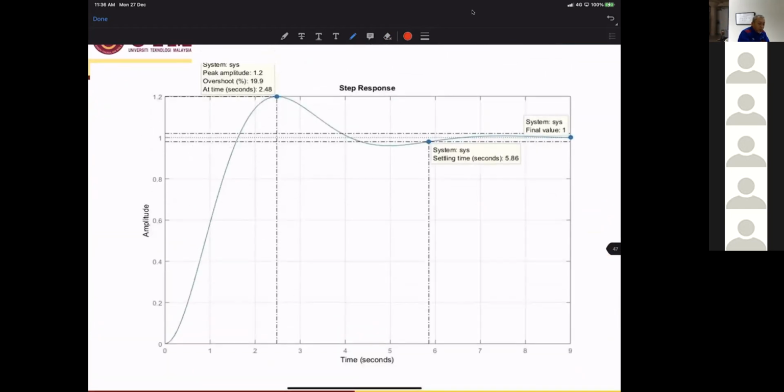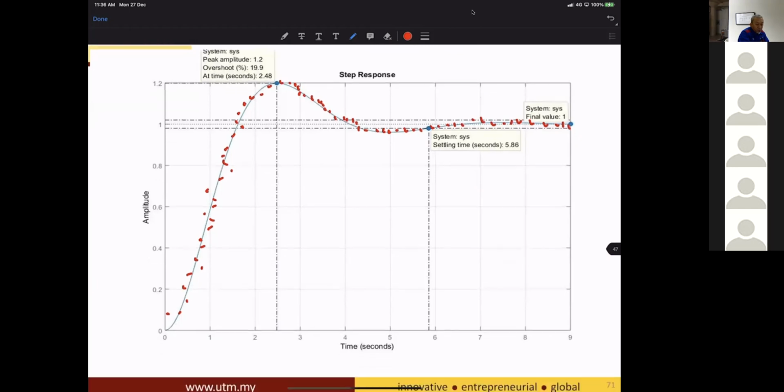So in the assignment, you have to show the real data, which is represented by the red circles, and the blue one is the estimated data. So you compare two graphs in one using Excel.